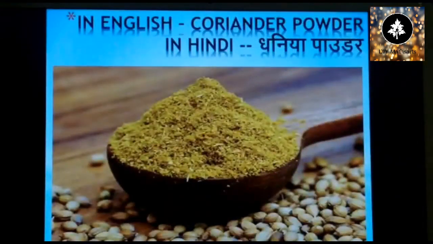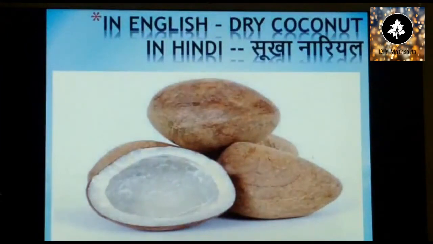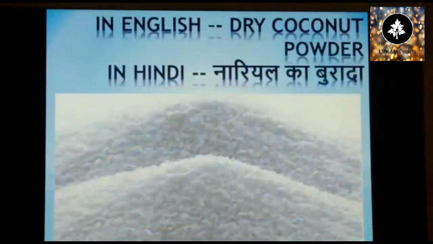It is coriander powder and in Hindi it is known as dhania powder. This is dry coconut and in Hindi it is known as sukha nariyal. This is dry coconut powder and in Hindi it is known as nariyal ka burada.